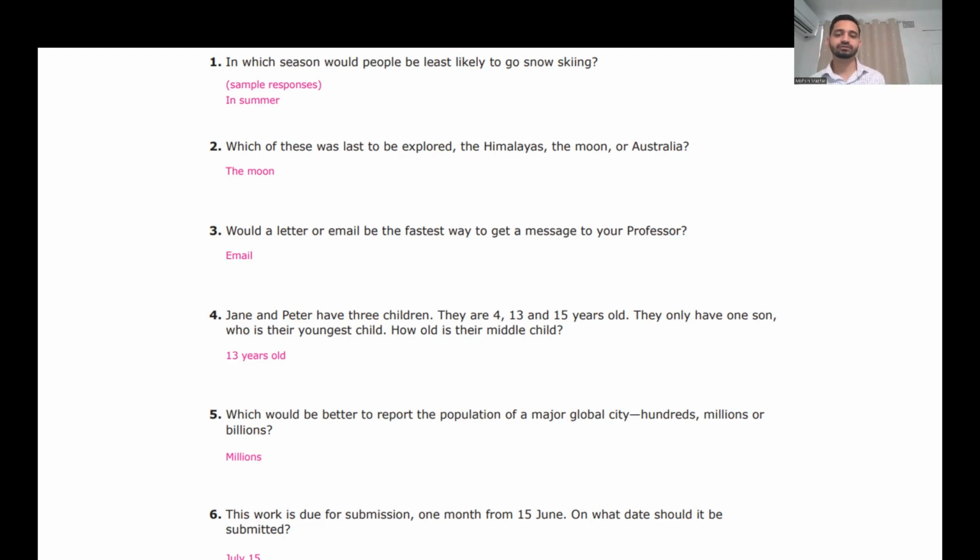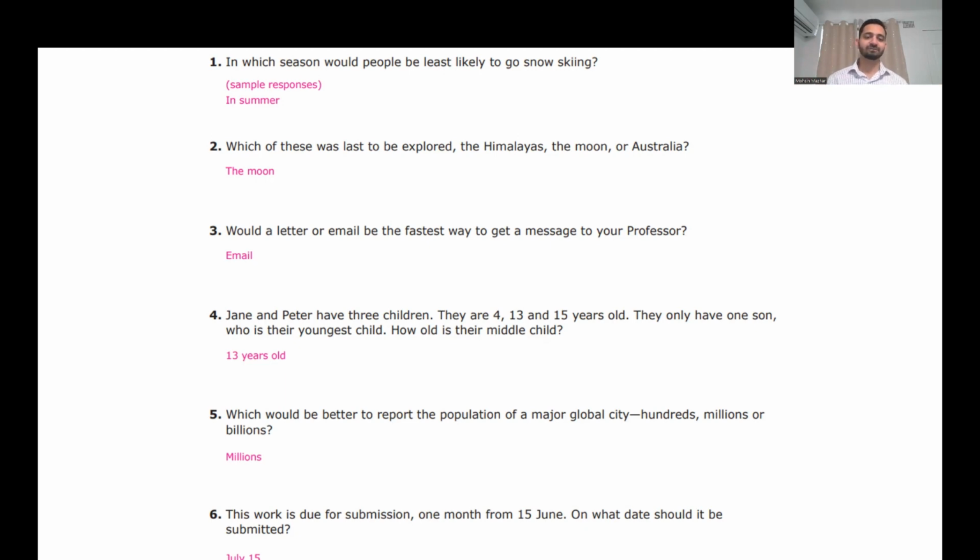Would a letter or email, so again, 2 options, would a letter or email be the fastest way to get a message to your professor? Email has to be, because it's instant, isn't it? If you text someone or email someone, that is instant. The letter takes time, could take days depending on where your professor lives.